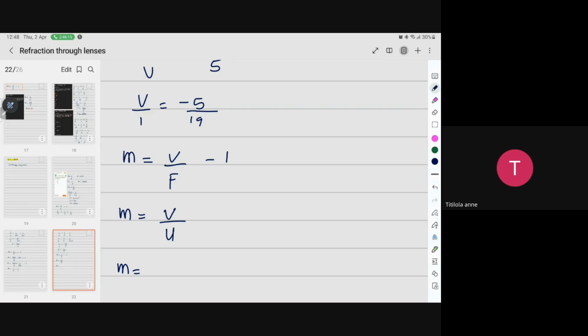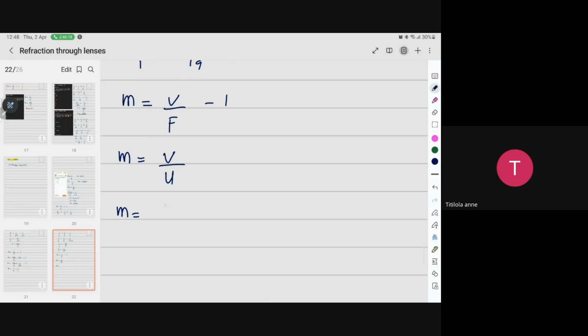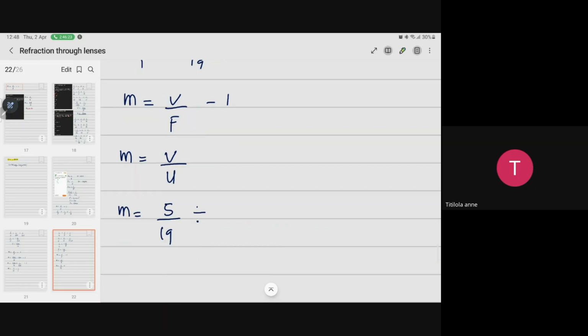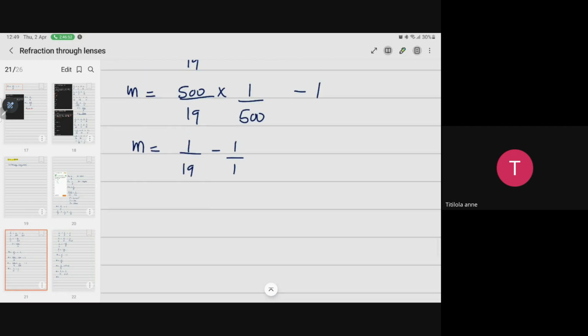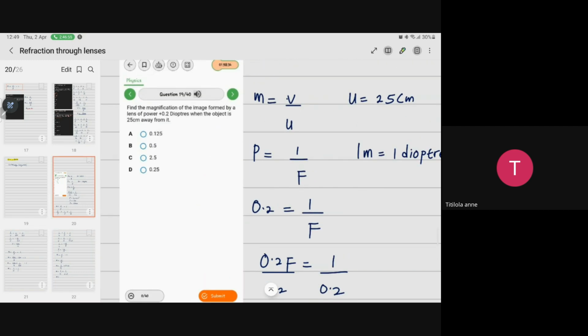So that the M is equal to, my V now is 5 over 19 divided by our U, which will give me what? 0.25. So I have 0.25 right here. So that M is equal to 5 over 19 times 1 over 0.25. So my multiplication will be 5 over 19 multiplied by 1 over 0.25. I have 1.05. Do we have anything like that in the options? Do we? It is not in the options.